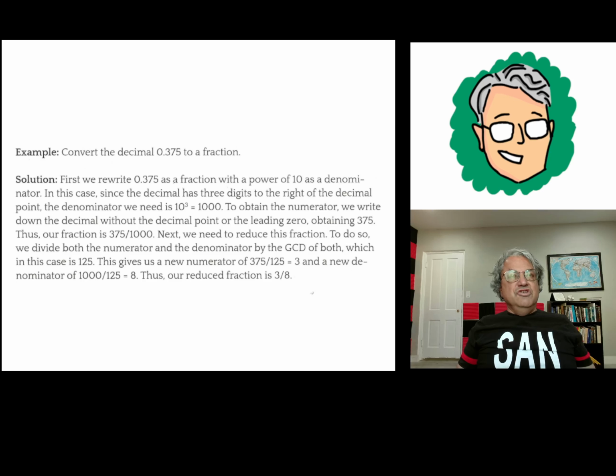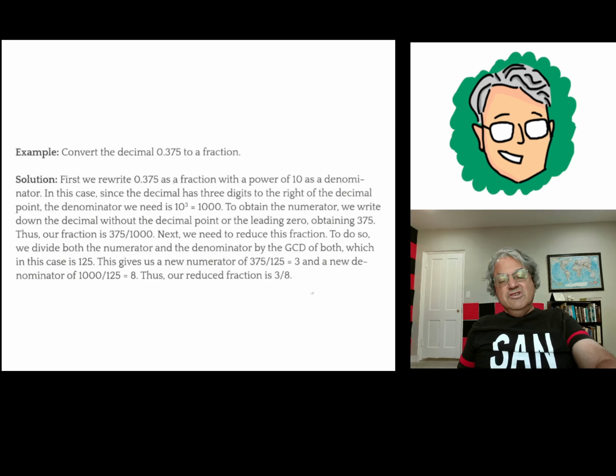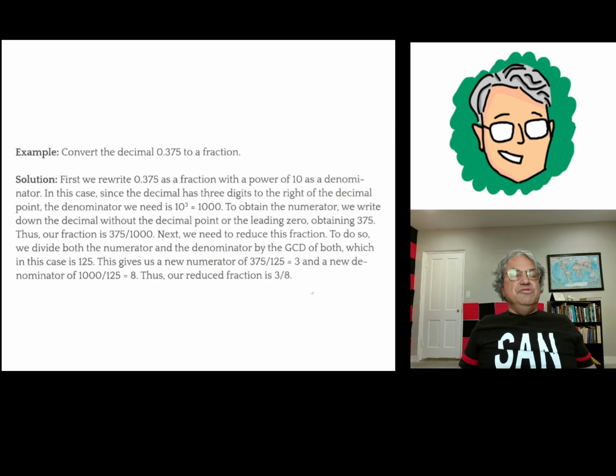You could use the Euclidean algorithm if you like. That's usually the most efficient way to do it. If you do that, you'll find the GCD of 375 and 1,000 is 125, which means we have to divide both the numerator and denominator by 125. Well, 375 over 125 is 3, and 1,000 over 125 is 8, so that gives us 3/8. So that one's not too bad either, just the math's a little more complicated. So terminating decimals are pretty easy, or at least they're pretty straightforward.